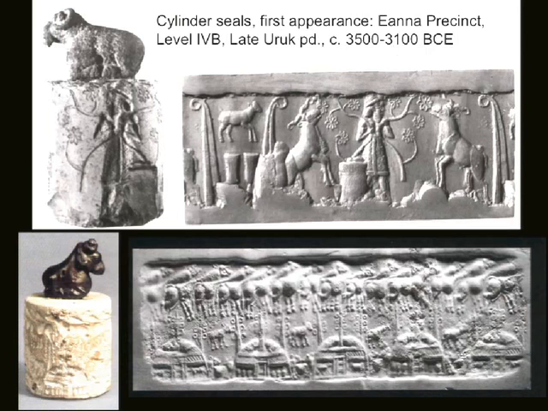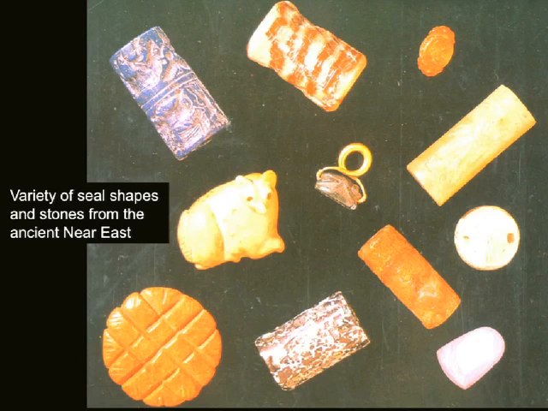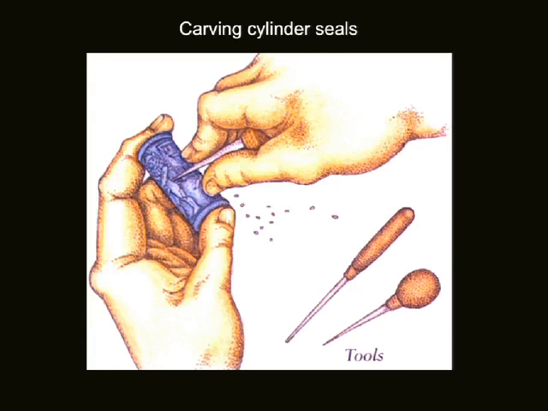And they're very important for a number of reasons. They are used in a variety of ways, and we can actually track the changing use of materials, sizes, shapes. This is a map from Rofe where you can see where cylinder seals are used and how. Here's a variety, just a shot of some of the different seal shapes and the different kinds of materials that are used throughout the years. There's some stamp seals in there as well. Here's another image of what it would be to actually carve one of these seals using tools to do so.